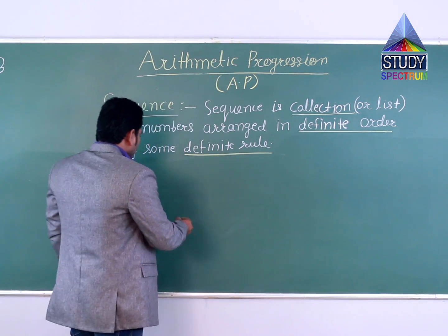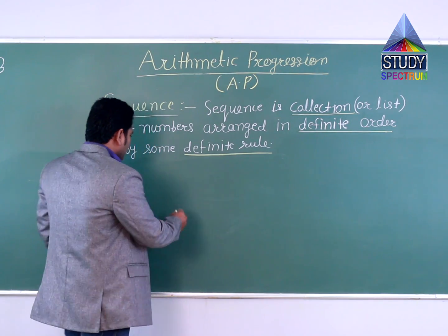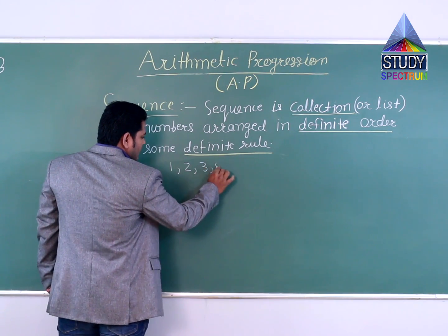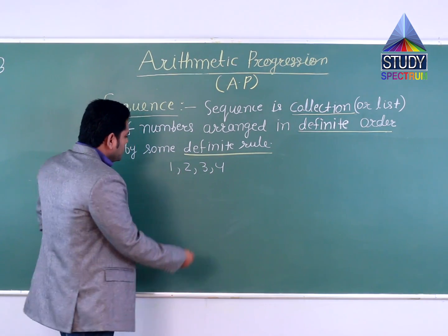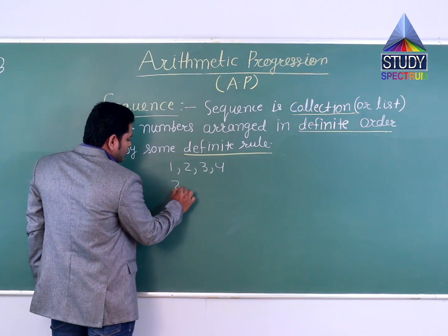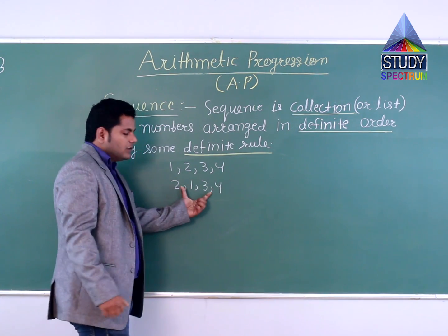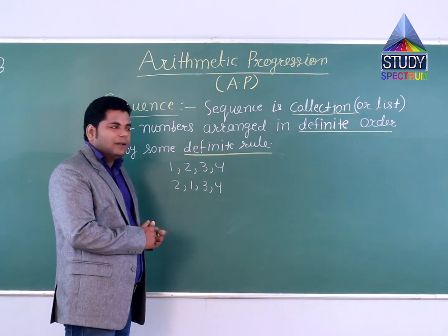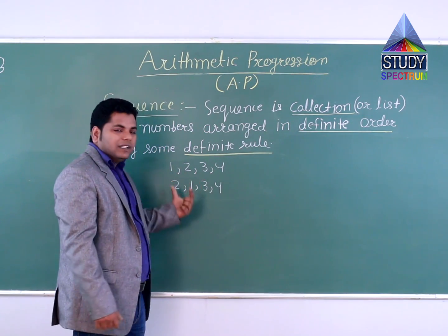Suppose you have to collect 4 numbers. Suppose you have taken 1, 2, 3, 4. This is a collection. You can also write the collection as 2, 1, 3, 4. This is also a collection of the same numbers 1, 2, 3, 4. So collection means a list of numbers.